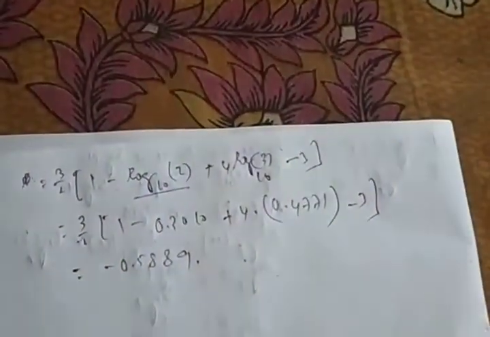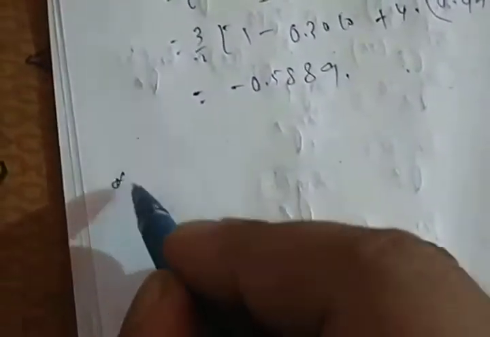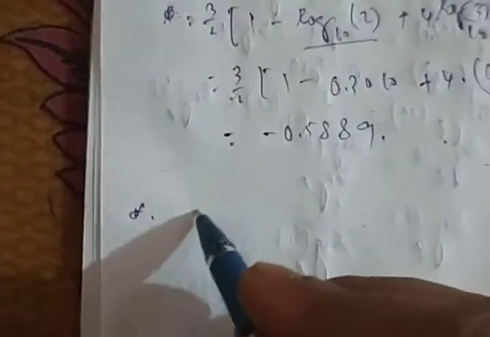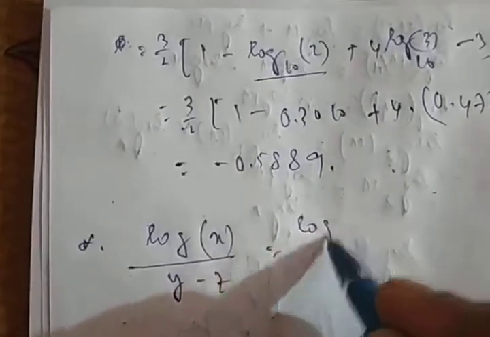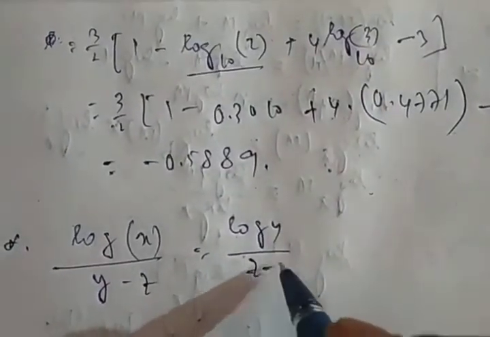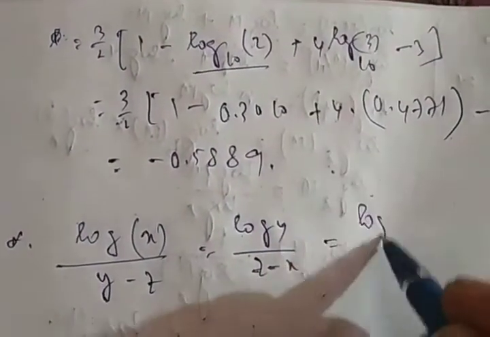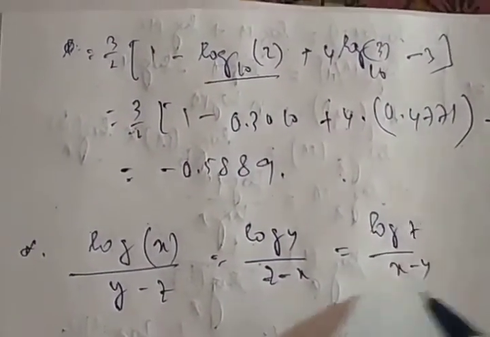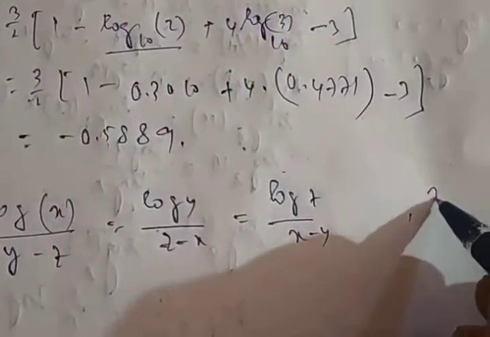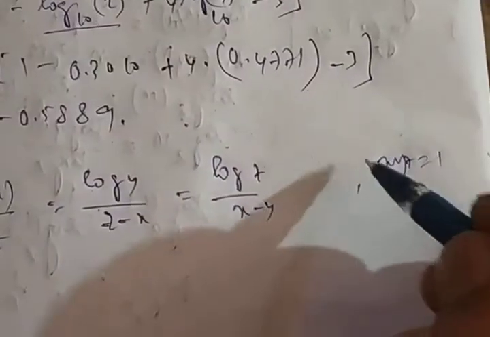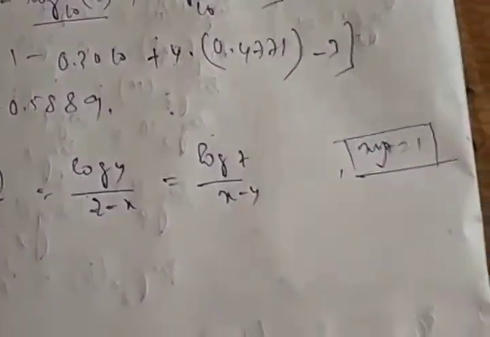Next example. Here it is given log x by y minus z equals log y by z minus x equals log z by x minus y. This is given. Now we have to prove that xyz equals 1.